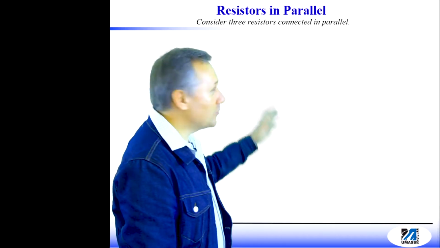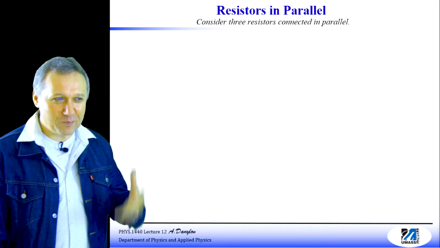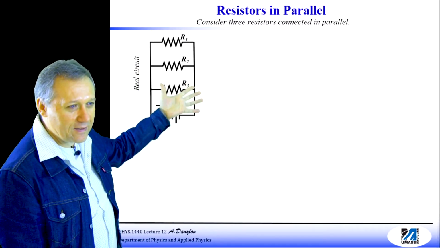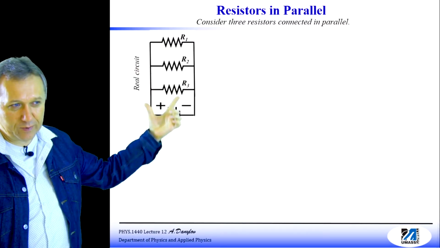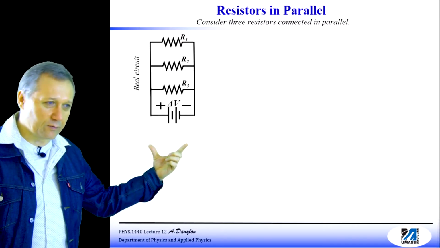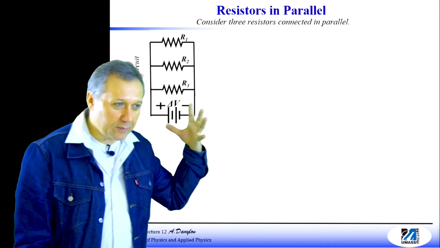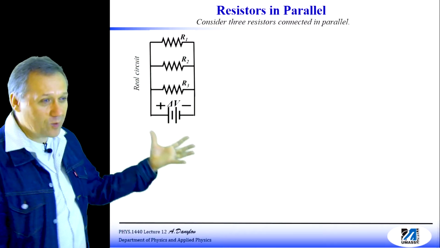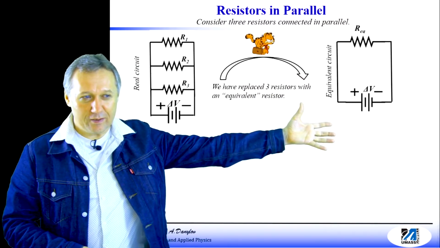So let's start with the case when resistors are connected in parallel. Let's assume that we have three resistors connected like this. So this is our real circuit: R1, R2, and R3. And of course, they're driven by this battery, which gives us a potential difference of delta V. And what do we have to introduce every time? We need to introduce an equivalent circuit where all these three resistors are replaced with a single equivalent resistor. So that's our equivalent circuit.